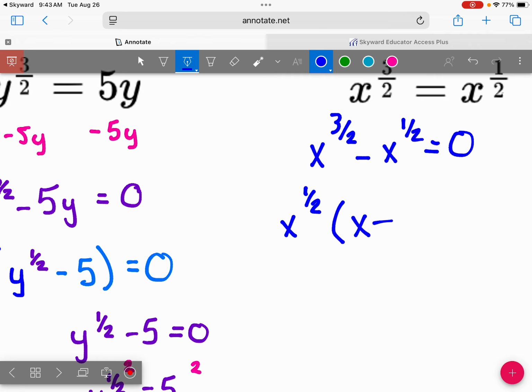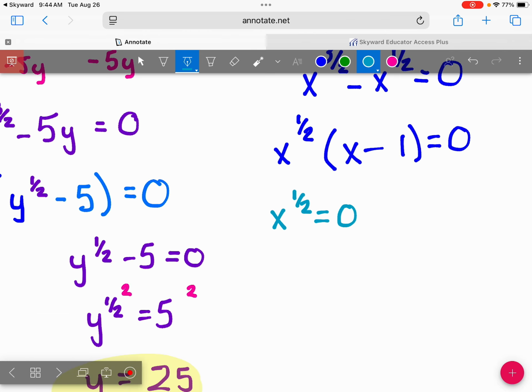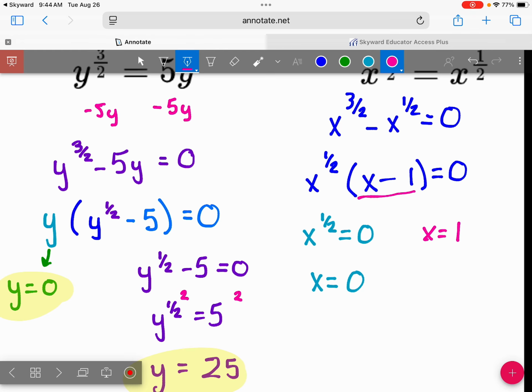X minus. I heard it, but it was very tentative. Say it again with confidence. 1. We can factor stuff out even that looks gross. We're going to have our x to the 1/2 equals 0 as one of our solutions. So what is that solution? X equals what? X equals 0. Because we'd square both sides. 0 squared, still 0. And then what's the solution on this one? X equals 1. Okay, so when it's dealing with these fraction exponents, we can do that. Like, it's not pleasant, but we can do it.